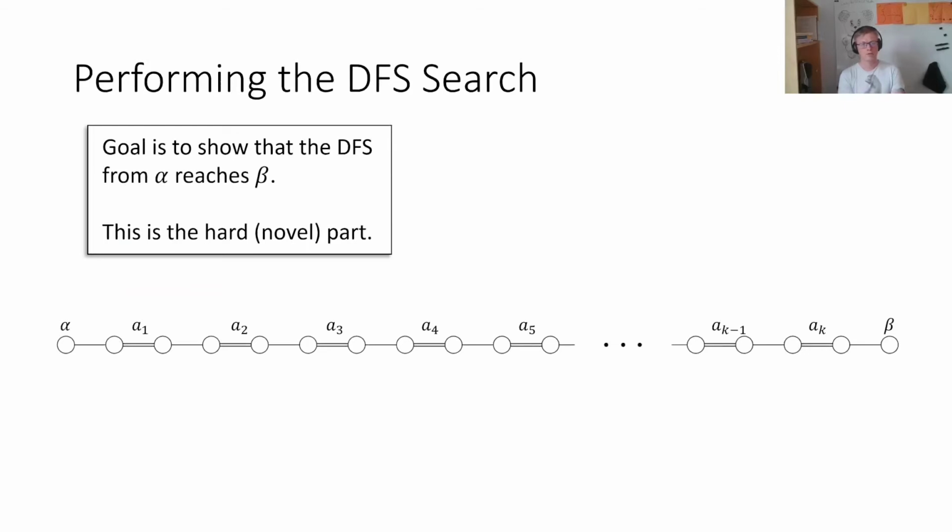So the goal is to find these augmentations. Just imagine an augmenting path from alpha to beta, and our DFS search should find that. And this is actually the hard part of the algorithm, so there are a lot of details, but if you end up believing this, then the other steps are somewhat easier.